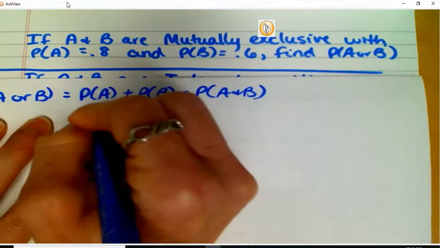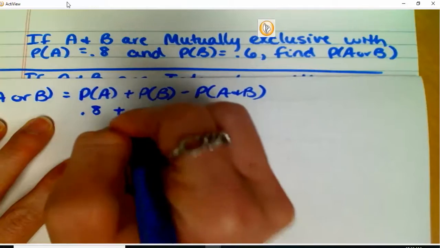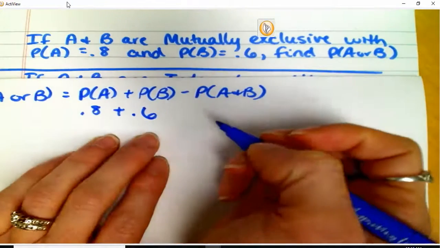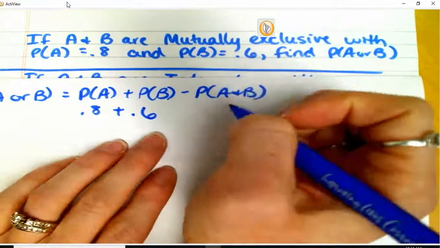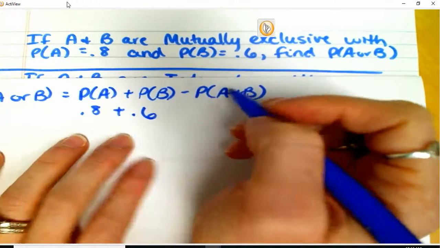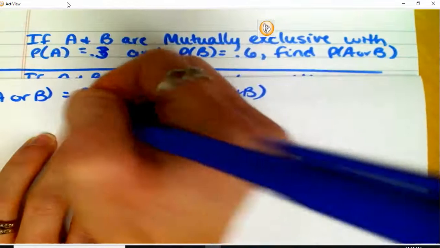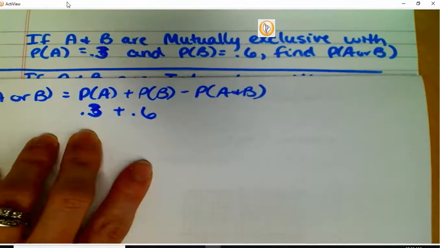Well, the probability of A is 0.8, probability of B is 0.6. I made up a bad question, didn't I? I just made up something. Can I change this so it works? Let's say 0.3 there. I didn't check that any of my answers actually gave you a possible answer.